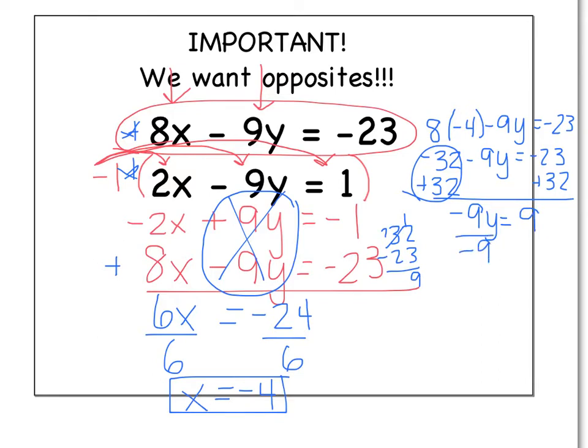Divide both sides by negative 9. And y equals negative 1. Just a reminder, we want to write our final answer as a coordinate point, which will be negative 4, negative 1.